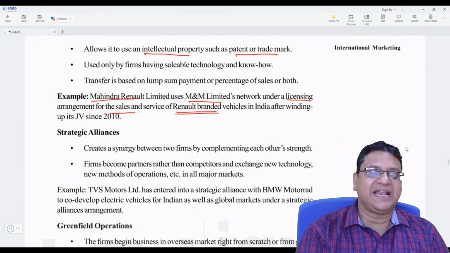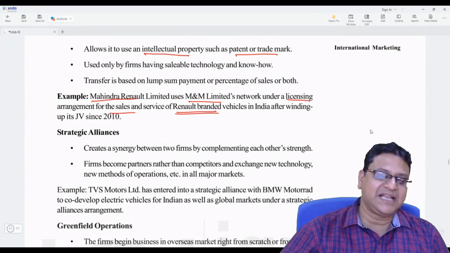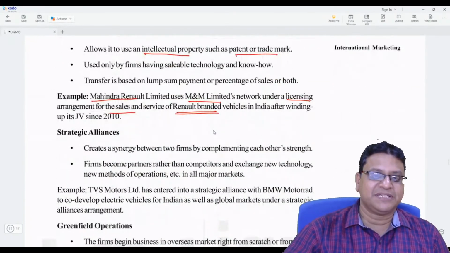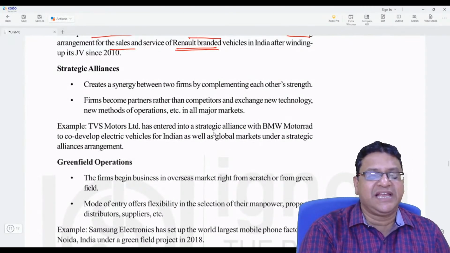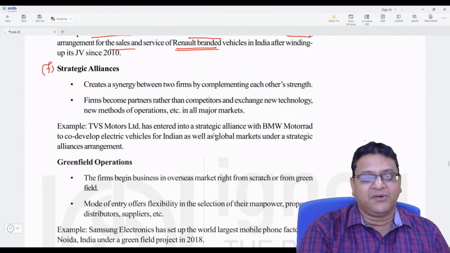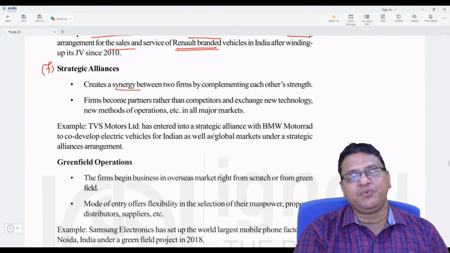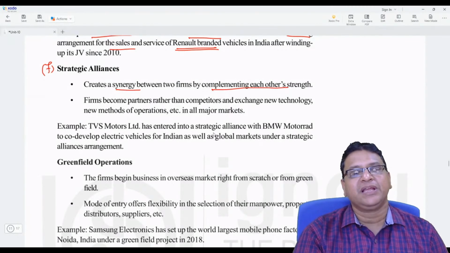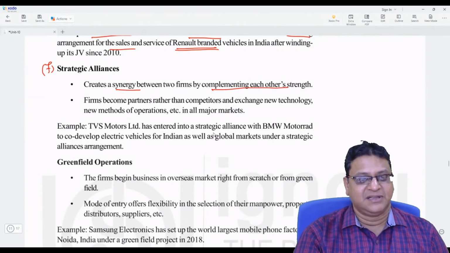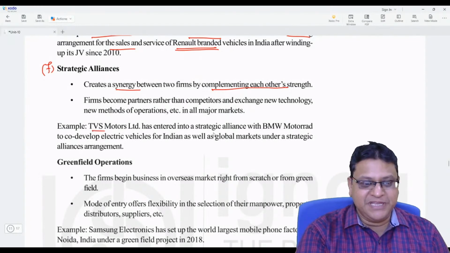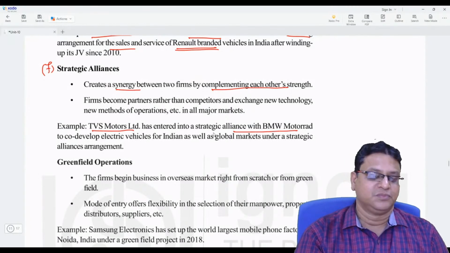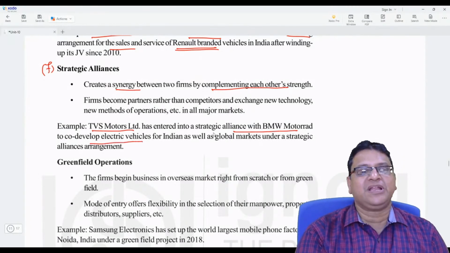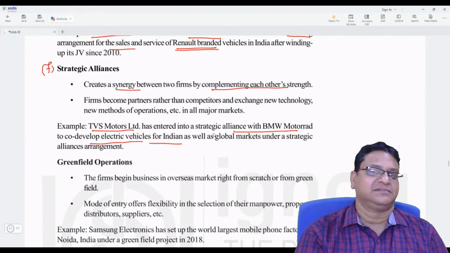Next, strategic alliance. There can be strategic alliance for doing international business. Strategic alliance means here a synergy is created between two firms and understanding is created between two firms to complement each other's strength for doing international business. Let's take an example. TVS Motors has a strategic alliance with BMW to co-develop electric vehicles in India.